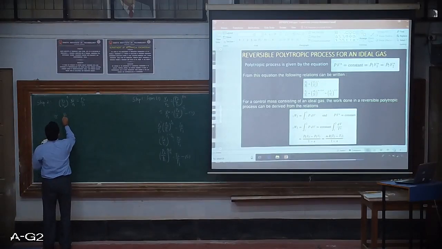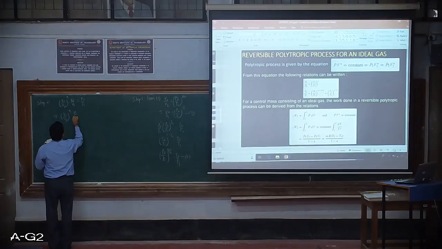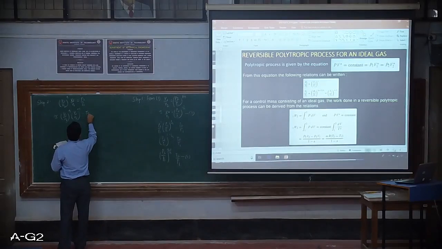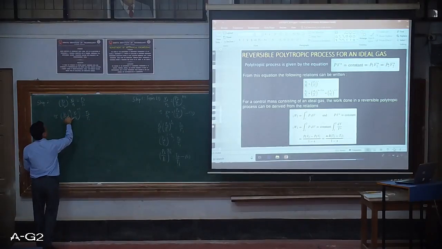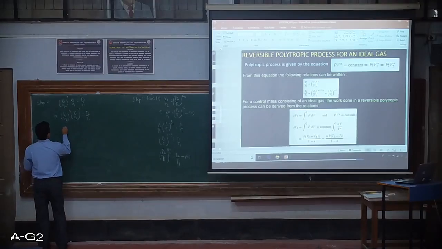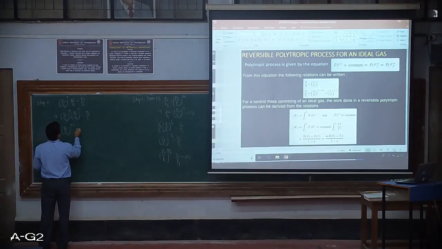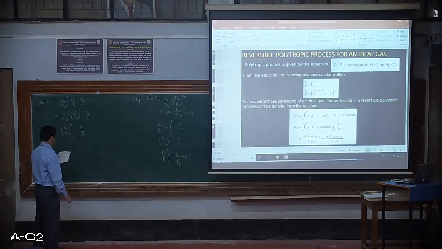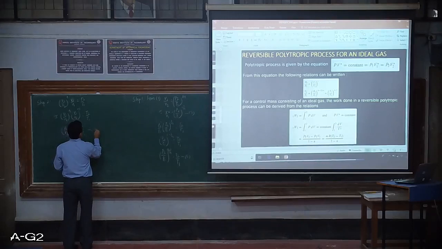So I will keep this V1 by V2 as it is to the power n, I will be changing this. So it is V1 by V2, when I change it, it becomes minus 1, okay, is equal to T2 by T1. Again the same thing here, base are same, add the powers. So it is V1 by V2 to the power n minus 1 is equal to T2 by T1. Let me call this expression 5.